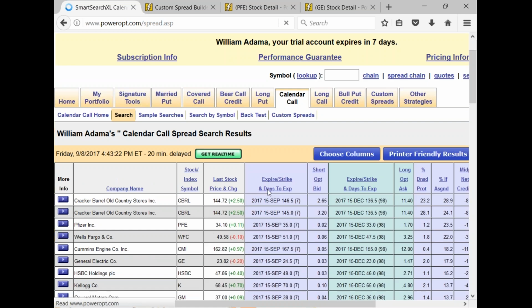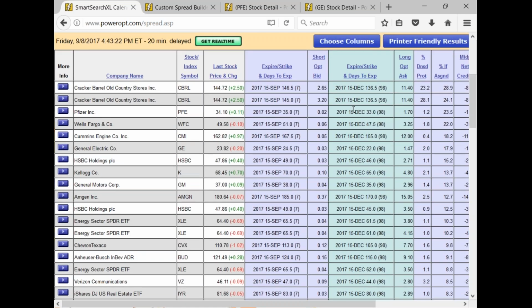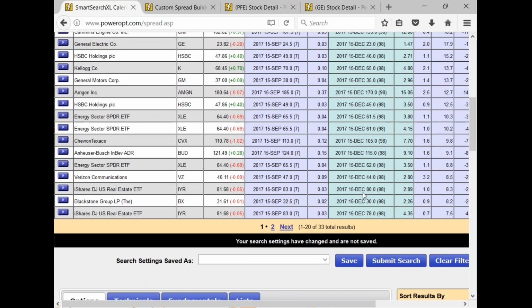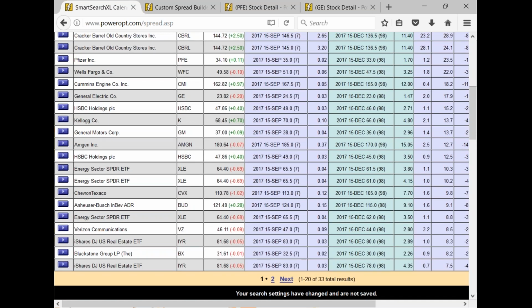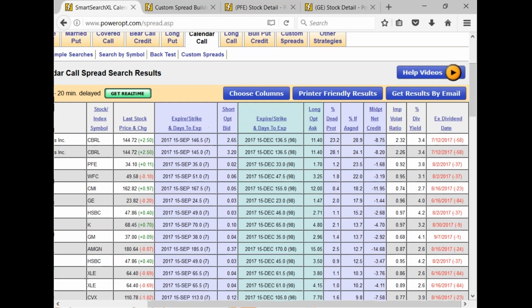Now, this is going to come up with a lot more trades. Cracker Barrel, because I selected a wider expiration time frame, and I didn't limit it to 1 result per security. Okay? But then again, what did I also do? I also went into choose columns to see when the last dividends were. So again, CBRL, Cracker Barrel's last dividend was on 7/12. So the next one's coming in October.